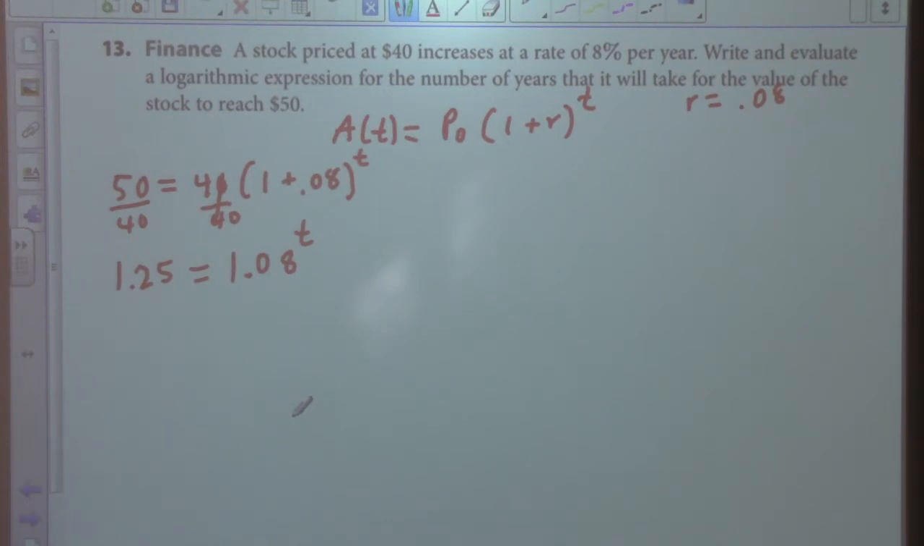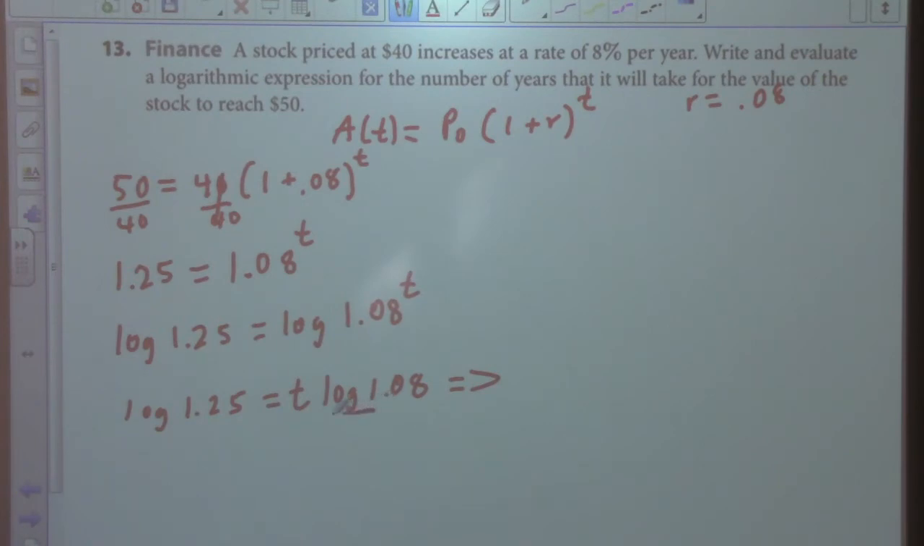What we're going to do is take a logarithm of both sides. So we're going to say log of 1.25 equals log of 1.08 to the power of t. So what are you going to do next? Yeah, you can put t in front, right? So what you have is log 1.25 equals t log 1.08.